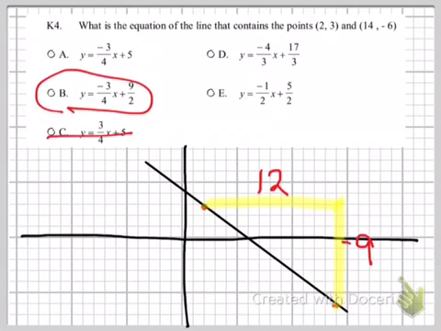So that eliminates every answer choice that doesn't have a slope of negative 3/4. I also know that my y-intercept is not quite at 5. So that would make my answer choice B, negative 3/4 x plus 9/2.